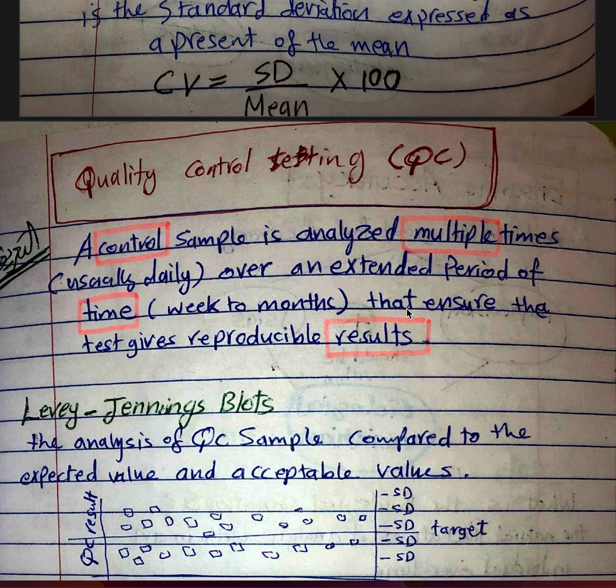And then we go to something called quality control testing. Quality control testing is a control sample that is analyzed multiple times, usually daily, over an extended period of time, weeks to months, to ensure that the test gives reproducible results. We analyze this control sample many times, daily, for weeks, for a month. Why? Because we want to make sure that it will give us good and accurate results. And that's exactly what quality control testing is.